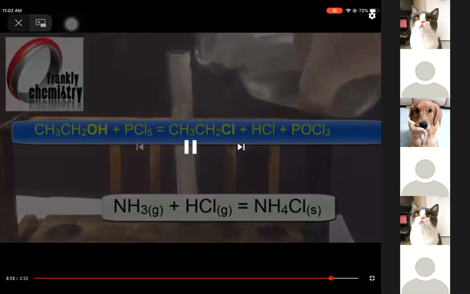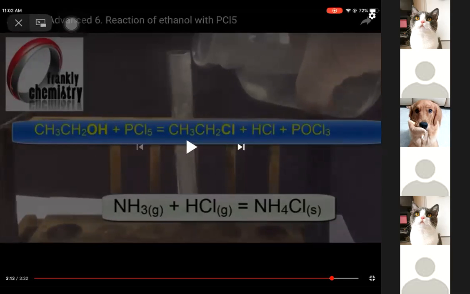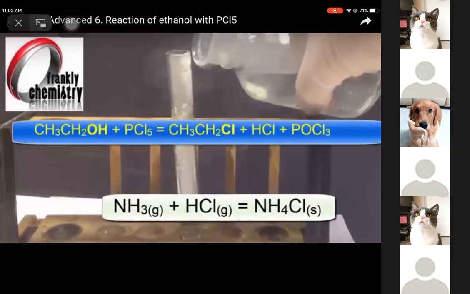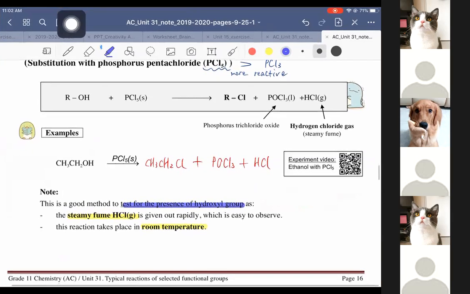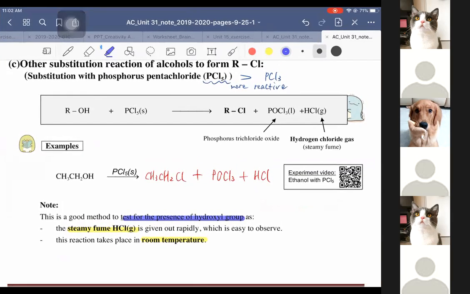And then he further tested with ammonia gas, and then you can see the white solid. The white solid is ammonium chloride. So that's a way to test the hydroxyl group, and it will occur at room temperature.